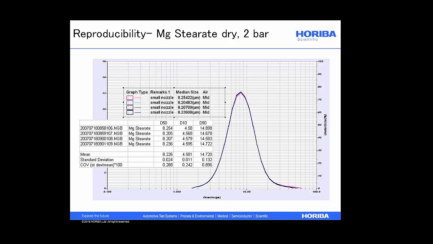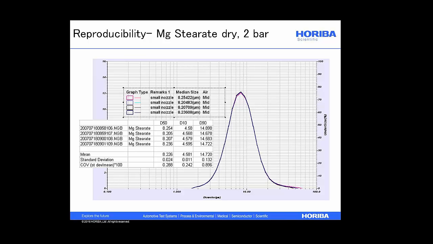Reproducibility is very important, and that's going to come up particularly in method development. One thing you look at is you vary things like air pressure for measuring dry powder: how reproducible is the result? This is magnesium stearate. We ran it four times, with a mean size of 4.58 microns, a standard deviation of 0.01 microns, and a coefficient of variation of 0.2. So we were all pretty happy about that.